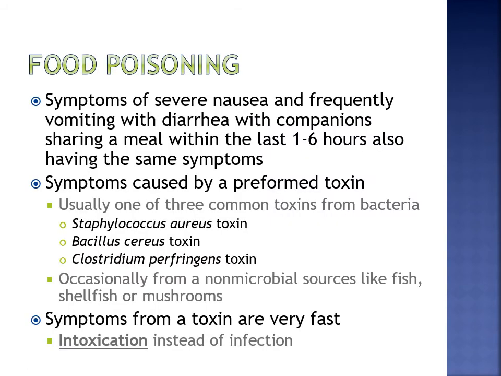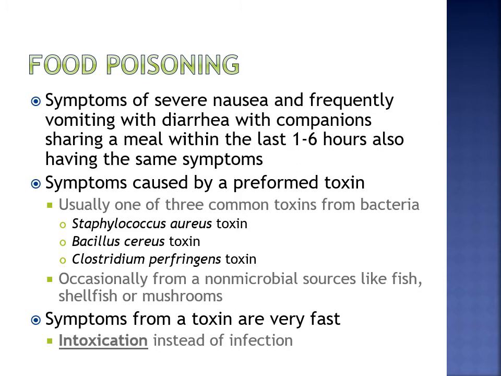Okay, our next set of diseases is food poisoning. This is where you have symptoms of severe nausea, frequent vomiting, and diarrhea. Typically it's labeled food poisoning if someone else that had the same meal as you, someone in your group or at the same restaurant, has the same symptoms within 1 to 6 hours of having that meal. Typically, symptoms are caused by preformed toxins. So this is where we're talking about intoxication versus infection. Symptoms are from the toxin, so they're going to act very, very quickly. Typically, again, within an hour or so of eating that meal.